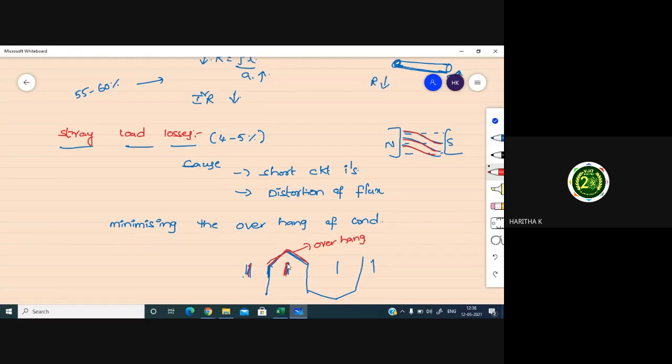Then how else can we reduce the losses? By decreasing the distortion of flux. The main cause is the distortion of flux. Why is the distortion of flux taking place? Because you are not utilizing the slot geometry in an optimum way. Then it causes distortion of flux or the leakage flux, then the stray load losses will occur.